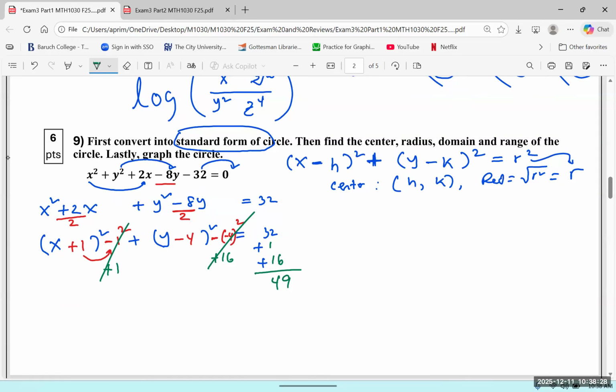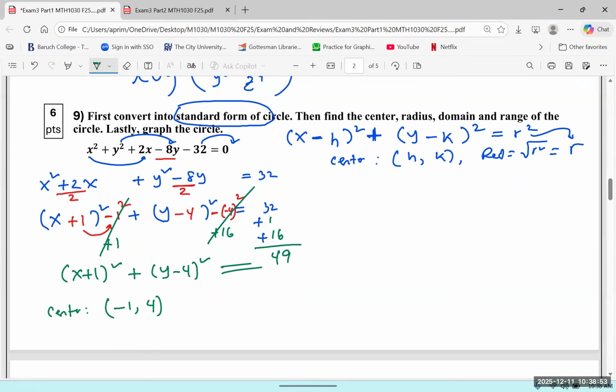And on the left side, we get (x + 1)² and (y − 4)². So that means our center is the opposite sign from the inside. We have plus 1, so it should be minus 1. And then we have minus 4, so it should be plus 4. And our radius is the square root of 49, which is 7.